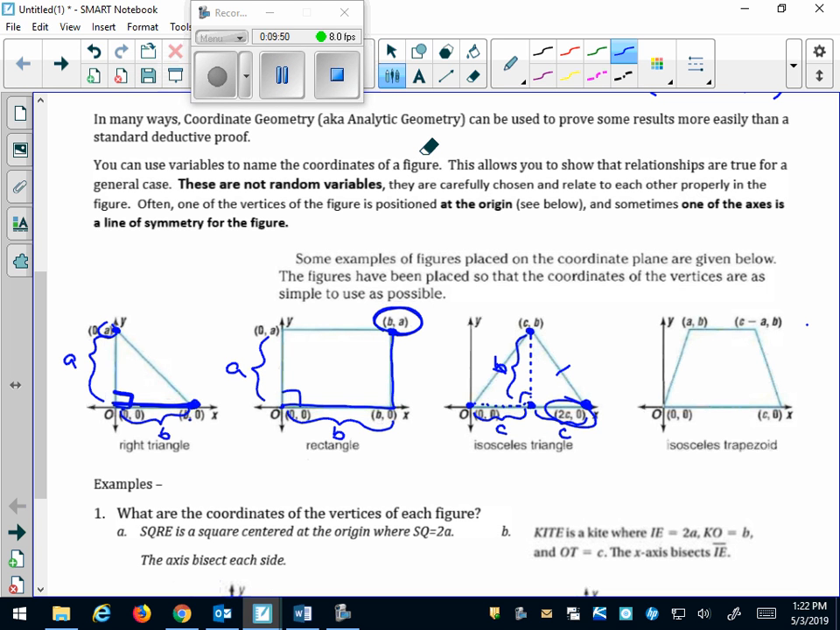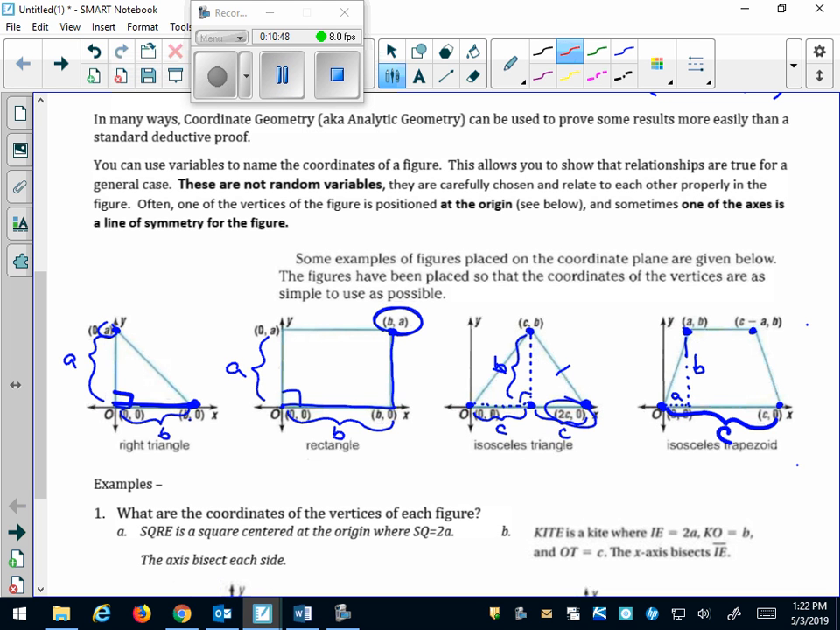Okay, this last one is a trapezoid. We've got the point 0, 0. They labeled this point C0, which means this whole distance is C. They labeled this point AB. So what would you say is the height of this trapezoid? As a variable, what is the height? Yep. Not A. To get to this point, I would have to go over A, right, and up B. Good. So B is the height.